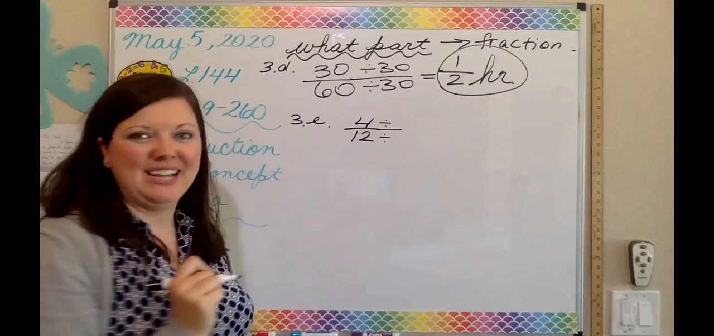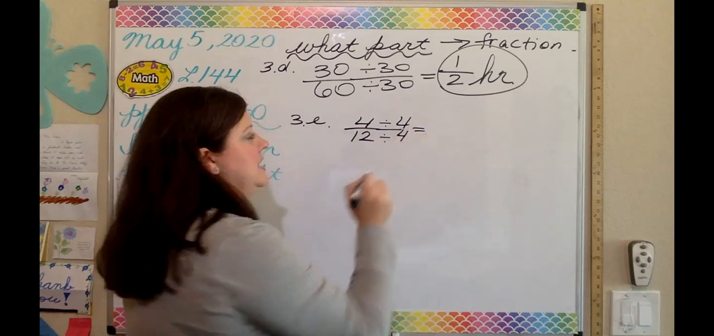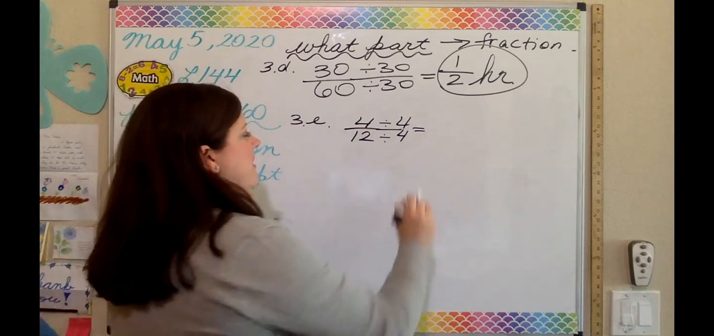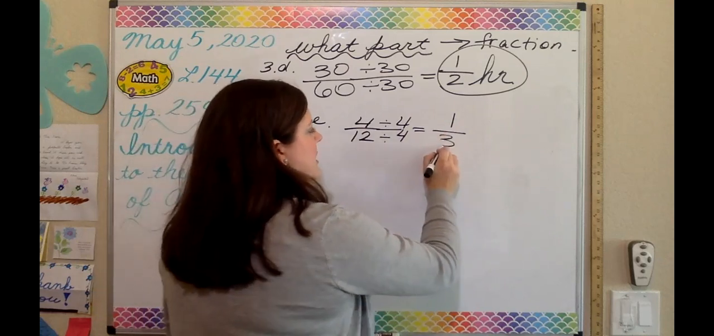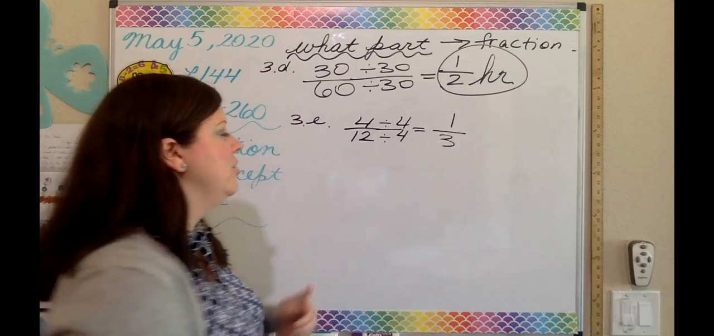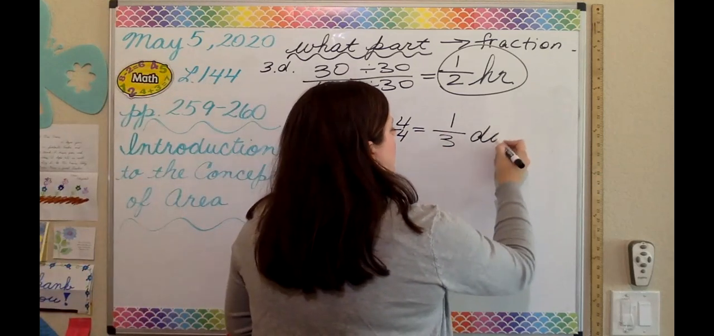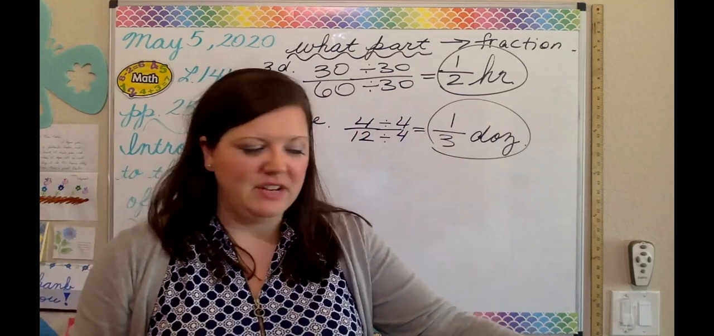What will we reduce by? 4. Remember, our number 1 rule of reducing is try the numerator first. 4 divided by 4 is 1. 12 divided by 4 is 3. Our answer is what part of a dozen? 1/3 of a dozen.